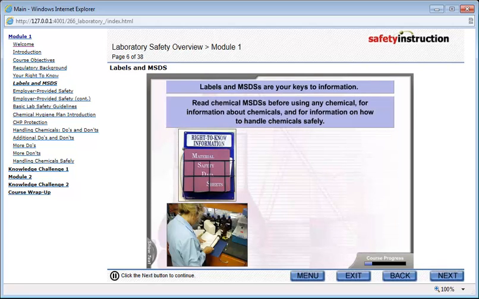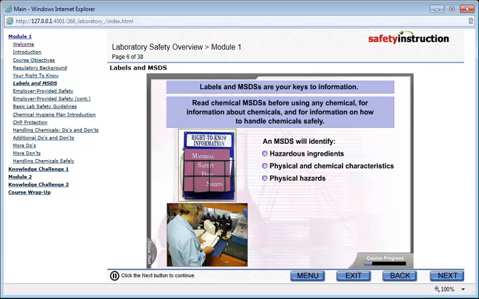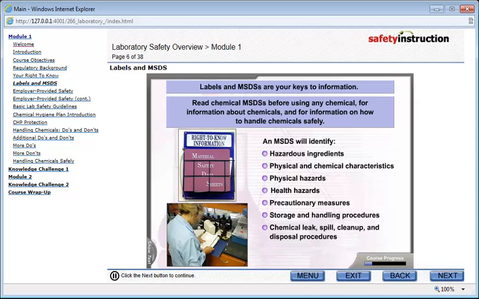Read chemical MSDSs before using any chemical for information about chemicals and for information on how to handle chemicals safely. An MSDS will identify hazardous ingredients, physical and chemical characteristics, physical hazards, health hazards, precautionary measures, storage and handling procedures, chemical leak, spill, cleanup and disposal procedures, first aid procedures.